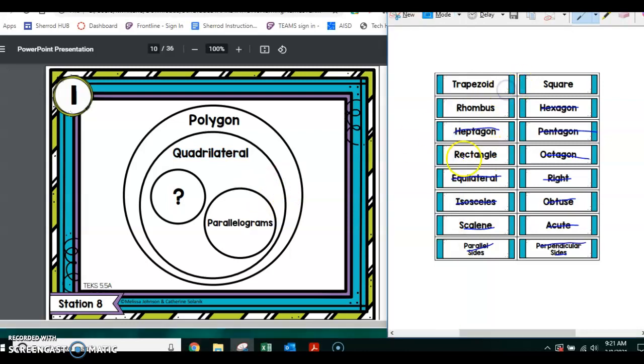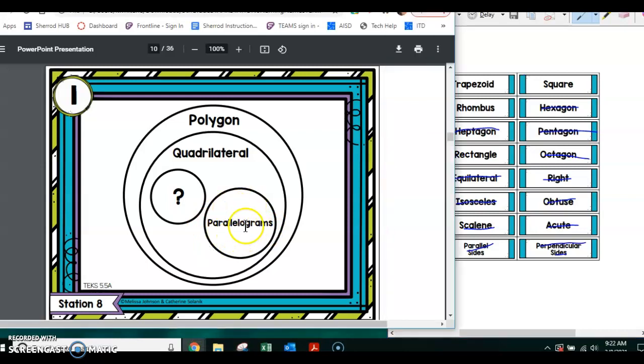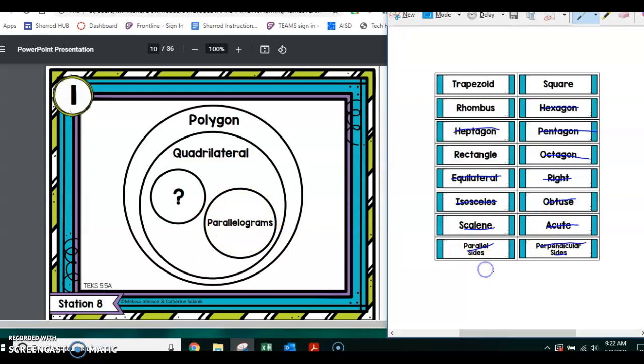So if we look now, we can get rid of anything that's a parallelogram, because that would go into this circle right here. So anything that is a parallelogram, we have a square as a parallelogram because opposite sides are parallel. A rhombus is a parallelogram, as we discussed earlier, and a rectangle is a parallelogram. So now we can see that we are left with trapezoid. See how we eliminated all of the wrong answers to get the correct answer. Go ahead and do that.